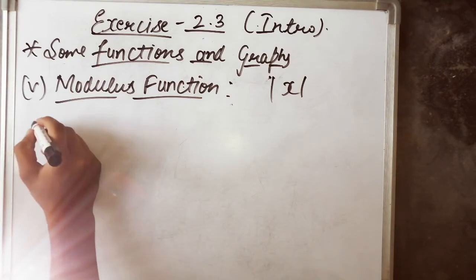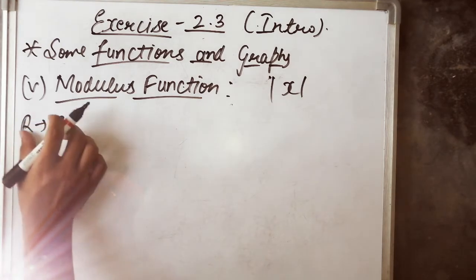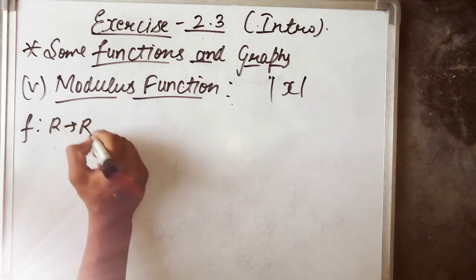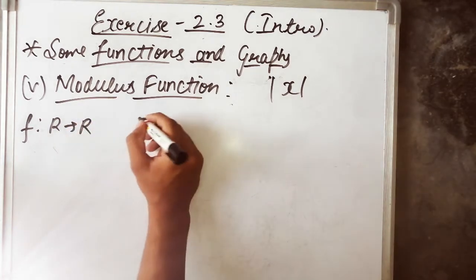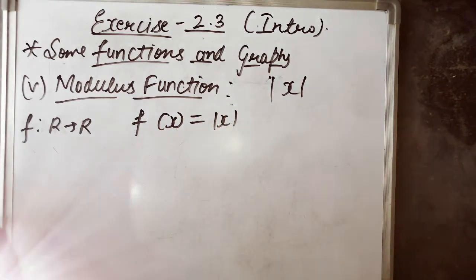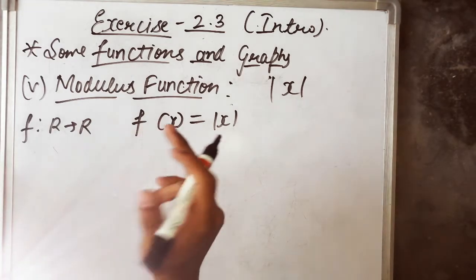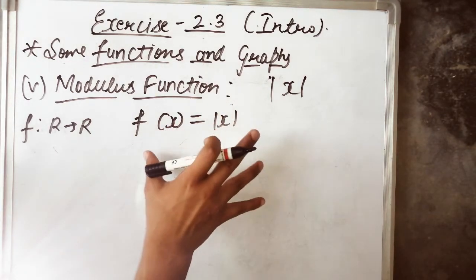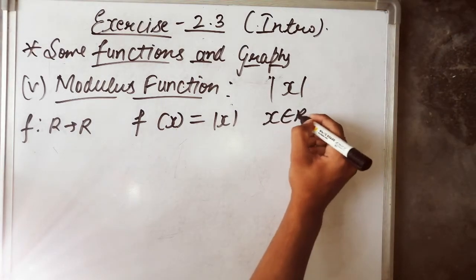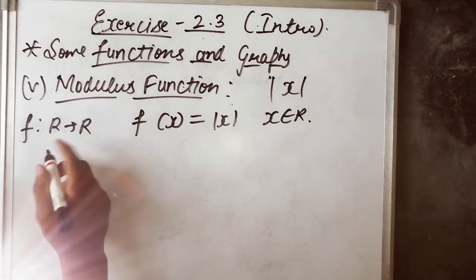The modulus function is defined on real numbers. Oh, sorry, I forgot to mention here: the function is defined on real numbers such that f(x) equals modulus of x, for each x belonging to R. When x belongs to the real numbers, it is called the modulus function, and there is no other definition of this modulus function, and you may be familiar with this term.